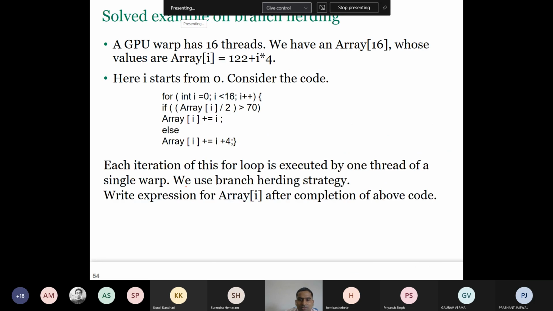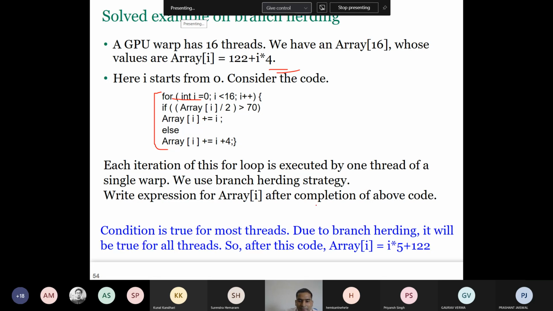Here is another example. A GPU warp has 16 threads. We have an array of 16 elements whose values are these. Now suppose we execute this code. Each iteration of this for loop is executed by one thread of a single warp. Now if you use the branch herding strategy, we have to write the expression after completion of the above code. The answer is that the condition is true for most of the threads. In some cases the condition could be false for most of the threads, and then all the threads will follow the else part. Here, due to branch herding, it will be true for all the threads. So after the code, all the threads will have array[i] += i. The original value was this, and now the new value will be 122 plus i times 5.